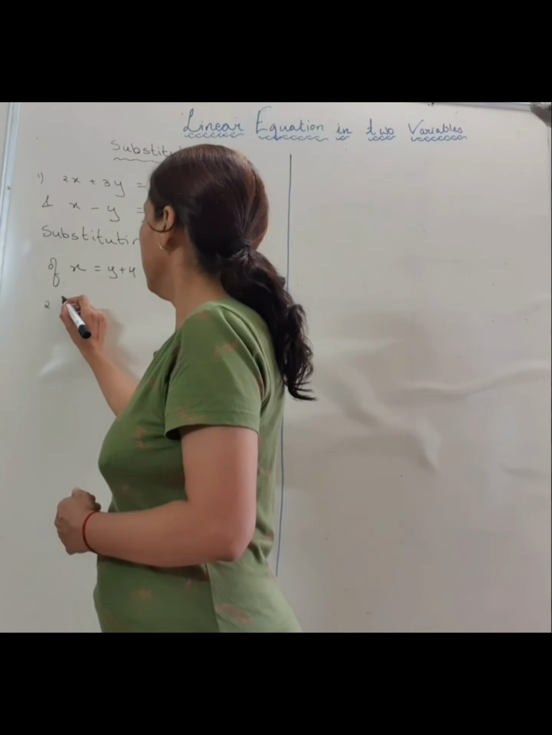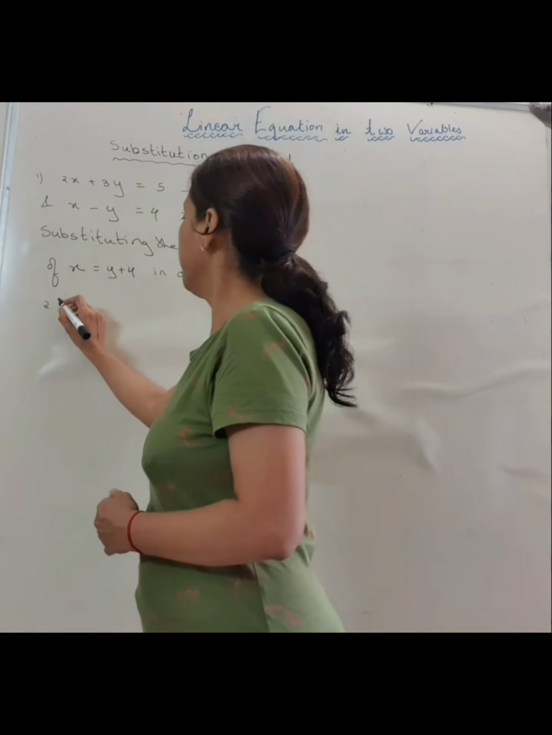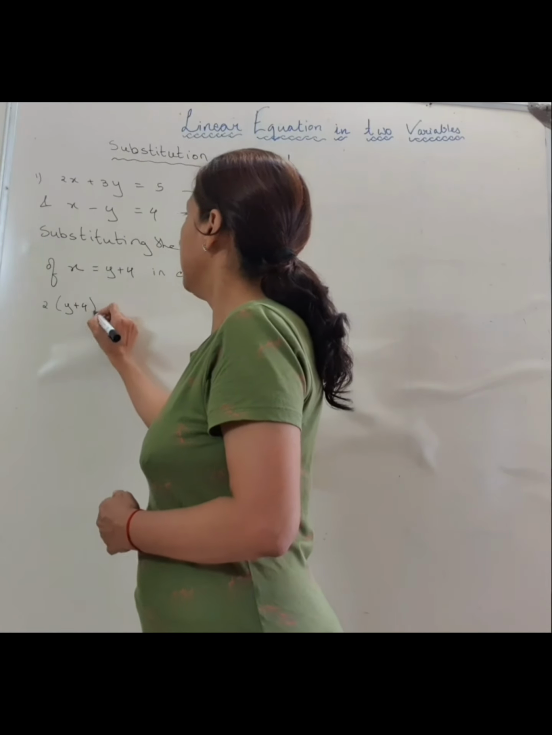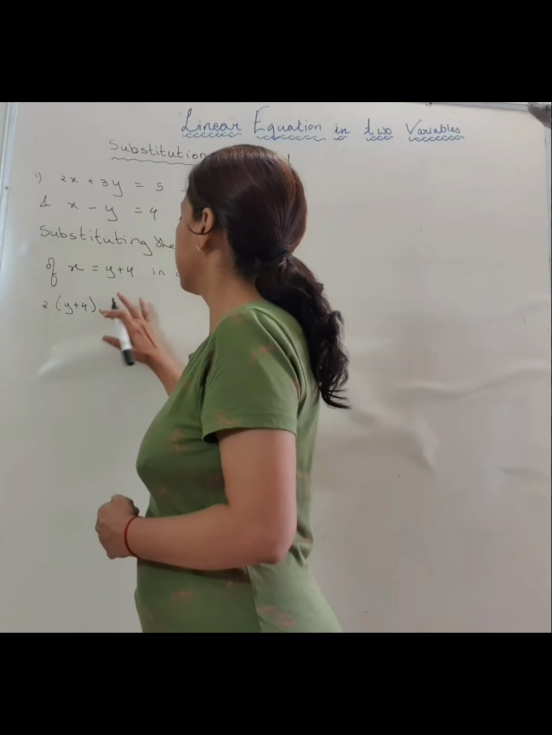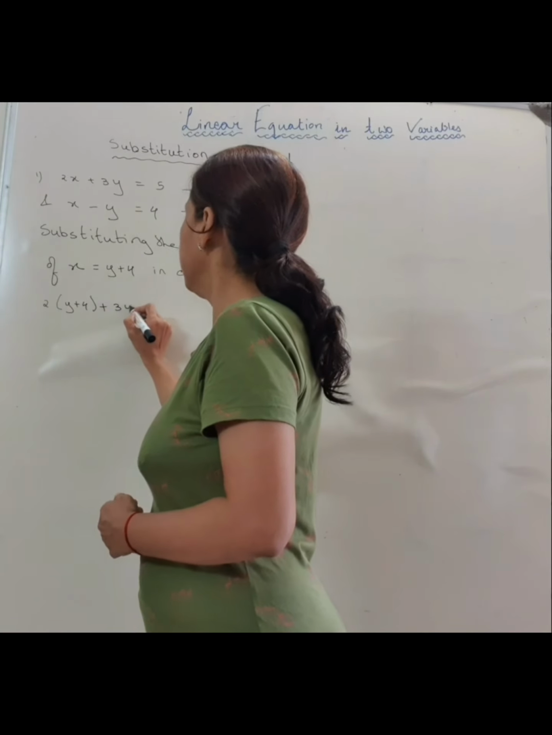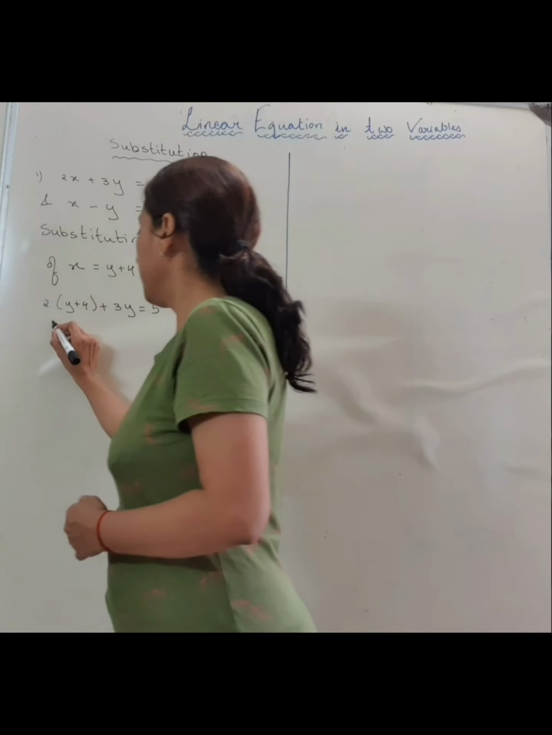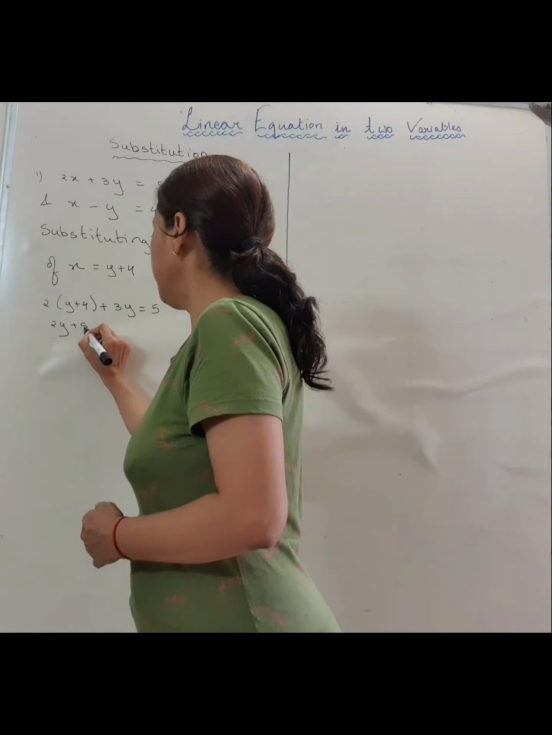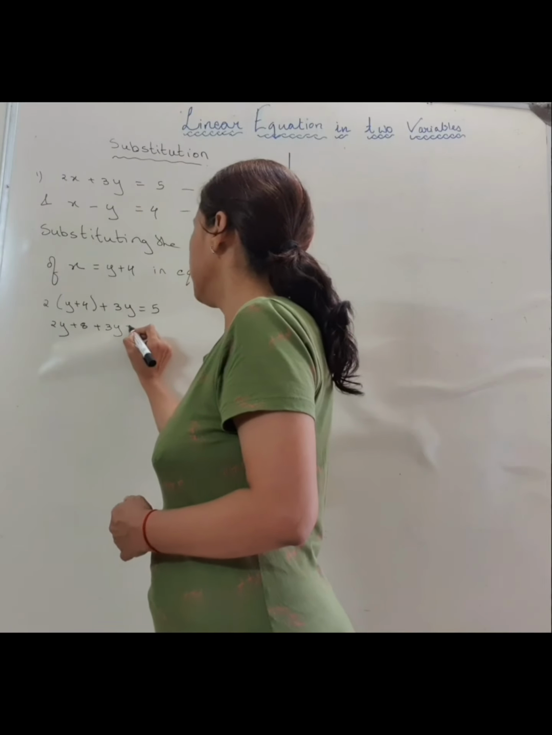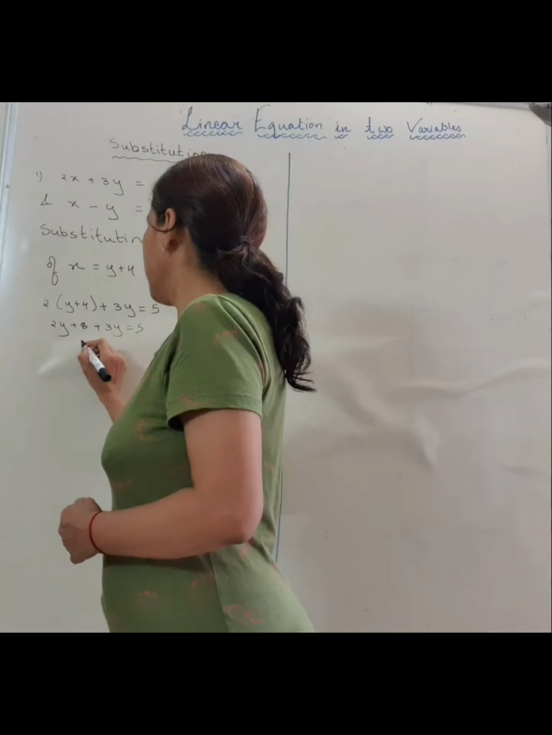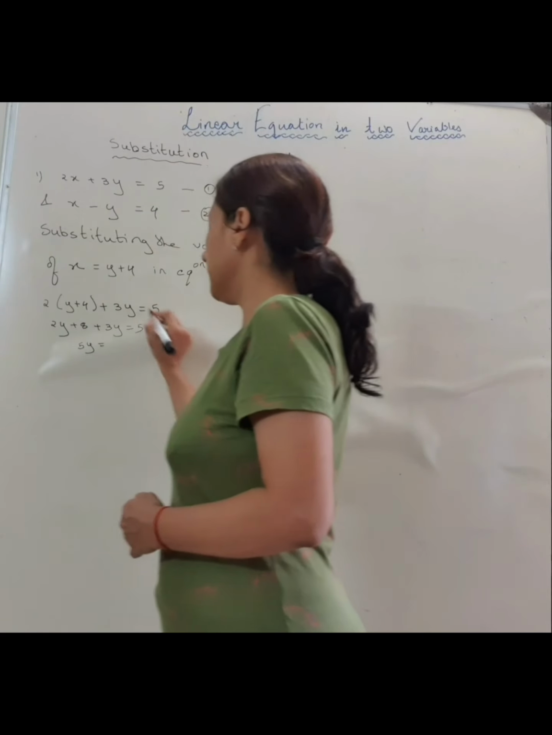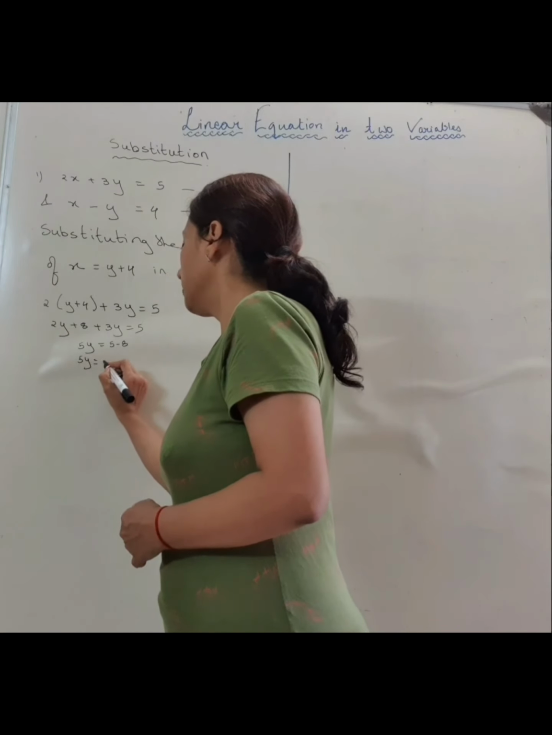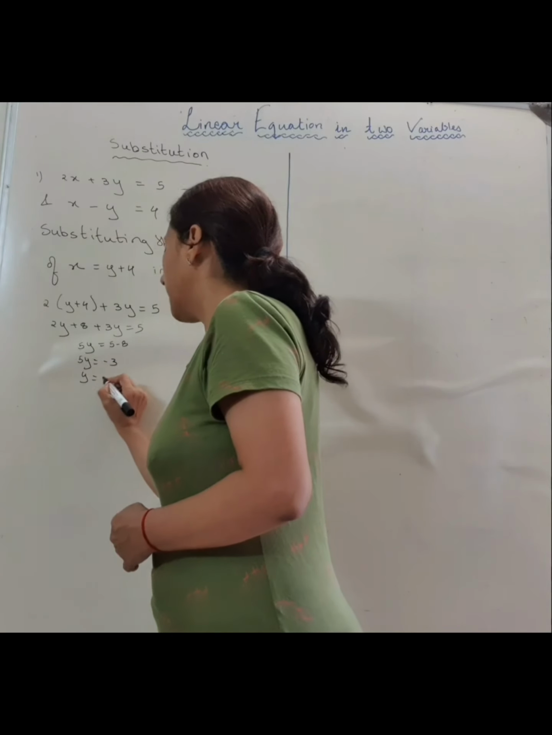So this is going to be 2x. If I am substituting the value of x, this will become 2 times y plus 4 plus 3y is equal to 5. So if I open the bracket, it will become a linear equation in one variable. So this is 2y plus 8 plus 3y is equal to 5. So 2y plus 3y is 5y. 8 will go to the right hand side, so this is going to be 5y is equal to minus 3. So the value of y is minus 3 by 5.